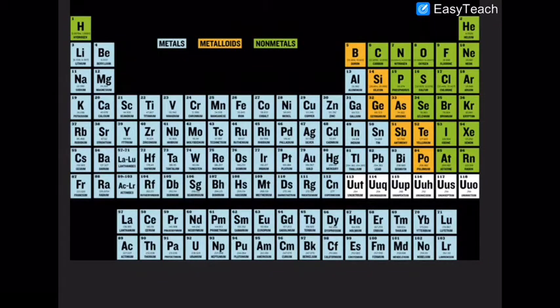So today we are going to discuss the first part of the group 15 elements. Group 15 elements are nitrogen, phosphorus, arsenic, antimony, and bismuth.